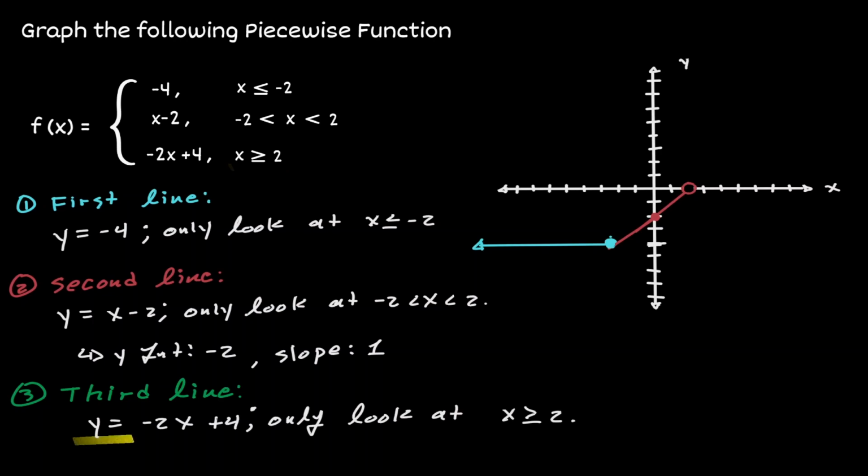So let's start by graphing the whole line y equals -2x plus 4. That's a line that has a y-intercept at 4, and it has a slope of -2. So now let's graph this line.